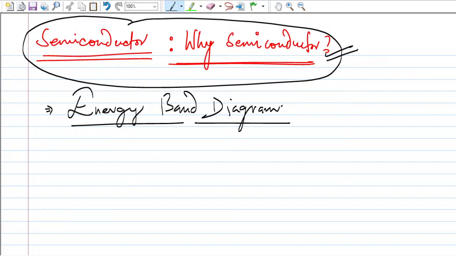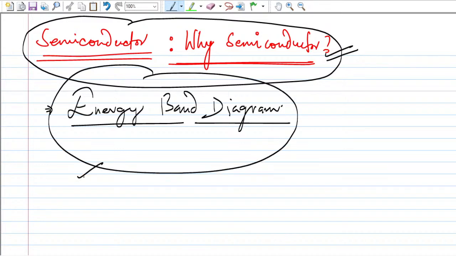In fact, one Nobel laureate also says that if you don't know the semiconductor energy band diagram, how to draw the energy band diagram, you cannot understand the semiconductor physics. So please keep this in mind. One Nobel laureate also says that if you don't know how to draw the energy band diagram, you cannot understand or explain semiconductor based devices.